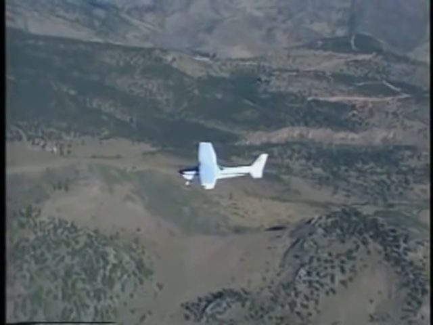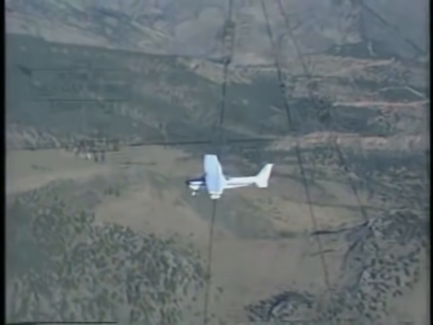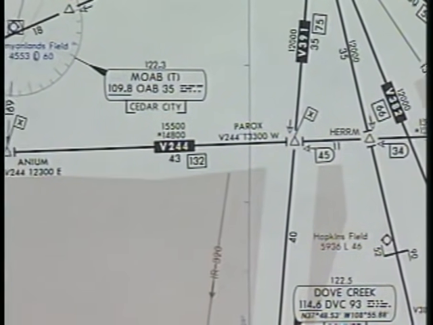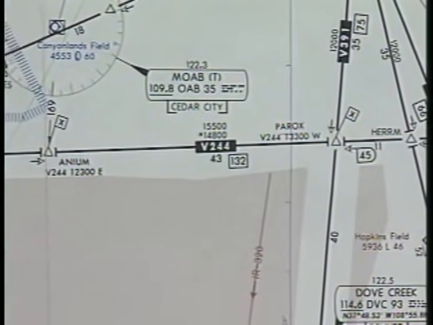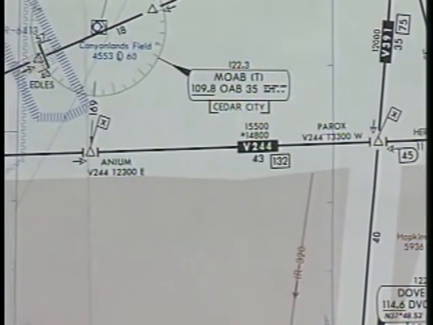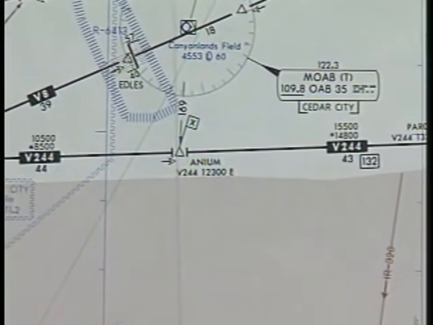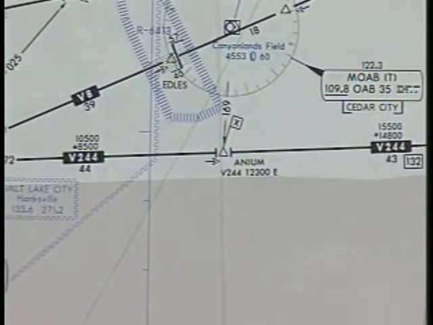To provide accurate IFR navigation, en route and area charts are published depicting IFR routes, radio facilities, radio frequencies, en route altitudes, and various other information. It's essential that you be able to extract needed information rapidly and accurately from these charts.